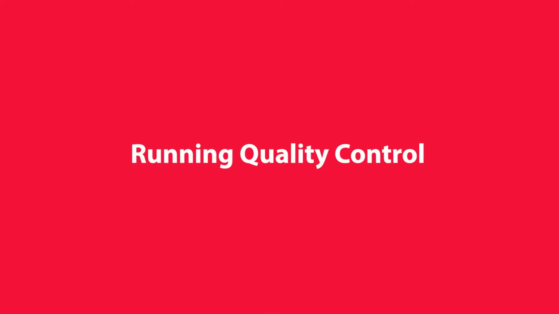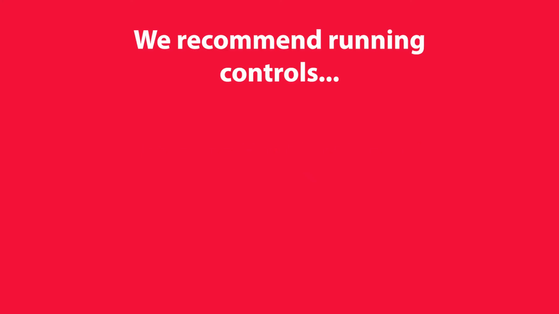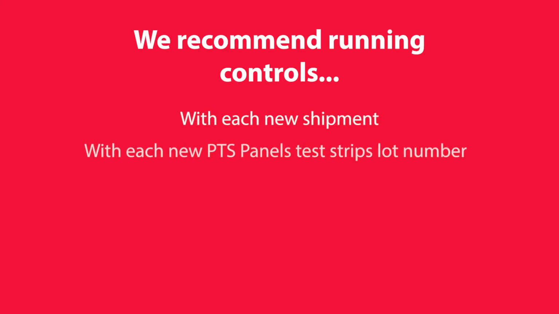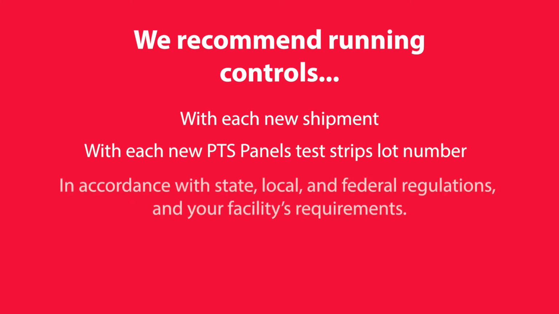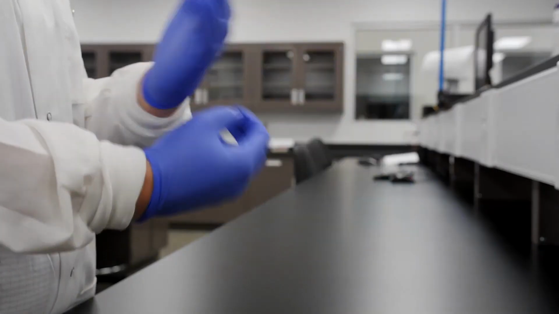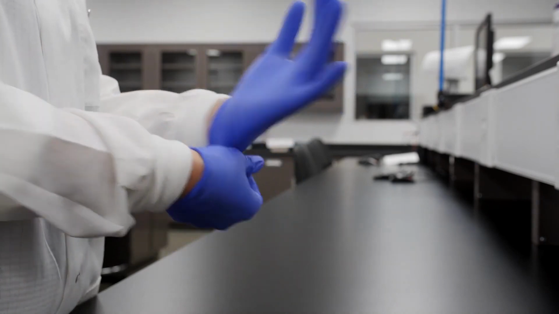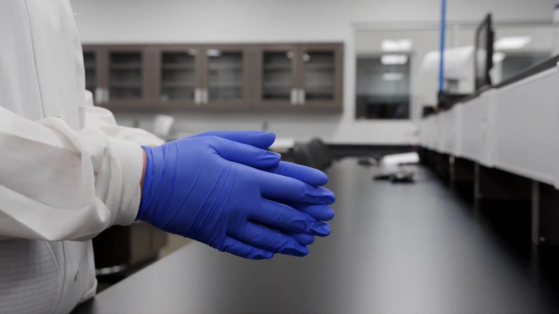Running quality control helps to ensure the accuracy of your test system. We recommend running controls with each new shipment, with each new PTS panel's test strip's lot number, in accordance with state, local, and federal regulations and your facility's requirements. To run controls, first put on medical quality disposable gloves.